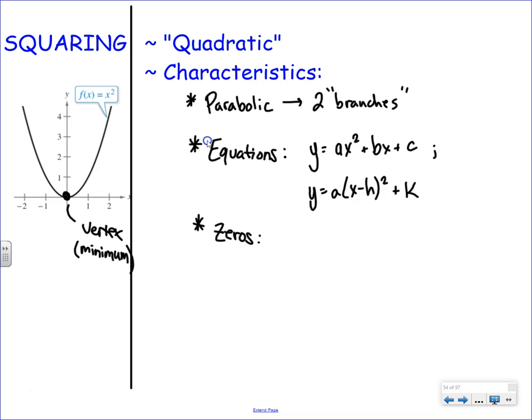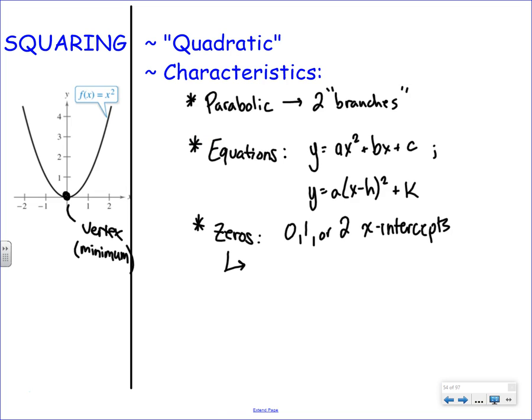How many zeros could a quadratic have, depending on where it's placed? None. So there's the possibility of having 0, 1, or 2. It depends on where the parabola is placed, right? But how do we find those zeros?